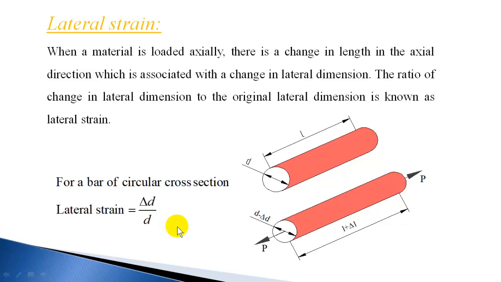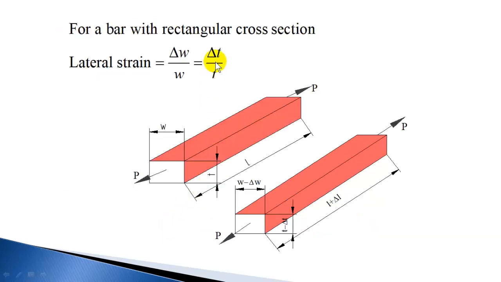Now if a cross section is rectangular, there are two lateral dimensions, width and thickness. When you apply the axial load, the length will change, and delta L by L gives the linear strain or longitudinal strain. But the lateral dimensions also change simultaneously; the width is decreasing and the thickness is also decreasing because it's an axial pull.